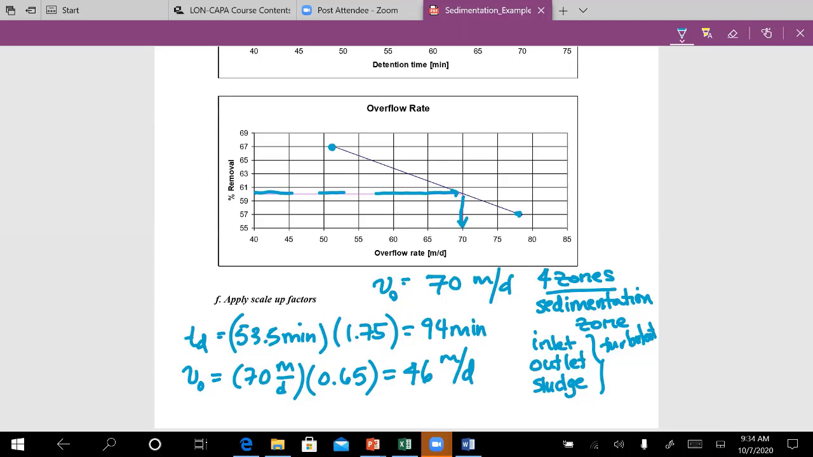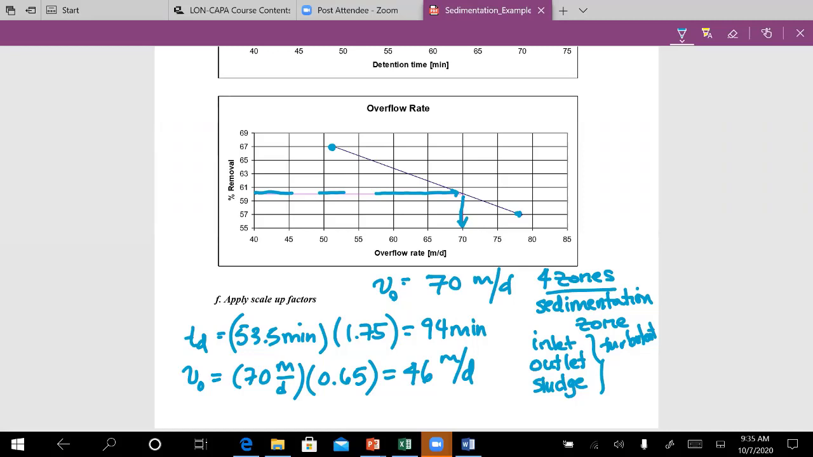And that would achieve an overflow rate of about 46 meters per day. So that's how we typically design type 2 sedimentation basins. Any questions?